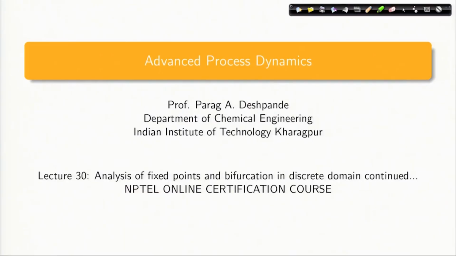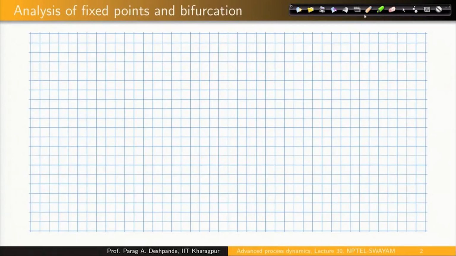Okay, so let us continue our discussion on fixed points and bifurcations in discrete domain, and today let us take the case of logistic equation. So, now we will analyze logistic equation in discrete domain. Our logistic equation was dx/dt = a x (1 - x/N), and we would like to know the discrete time counterpart of this equation. So, let us try to get that.